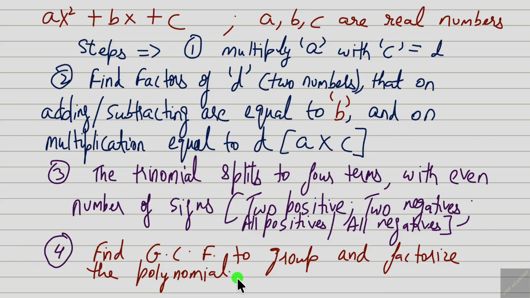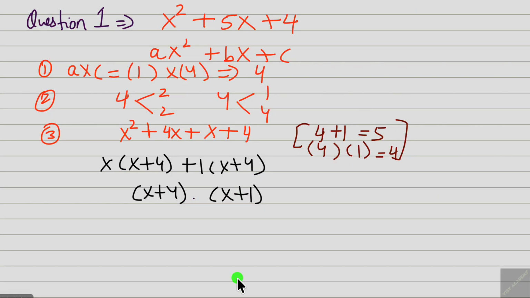Let us go over a couple of examples here. So here we have the first question, x square plus 5x plus 4. This is in the form of ax square plus bx plus c. So what is the first step? Multiply a with c. So 1 times 4 is equal to 4. The second step is splitting up 4 into 2 factors so that on adding or subtracting it is equal to b, and on multiplication it is equal to the product of a times c.